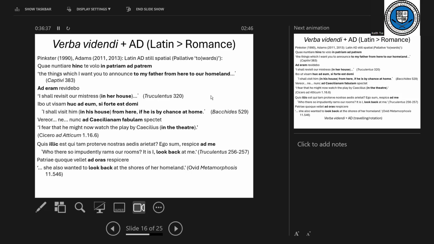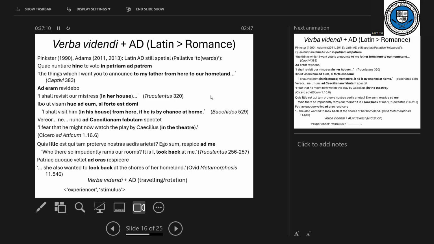And the same goes for the Metamorphoses example, because this is the famous myth where Ariadne, after being snatched by Theseus, yearns for her homeland, and she looks back. She purposefully looks back at her homeland. So respice also implies rotation. So verbs of vision used with ad seem to regularly denote either traveling or rotation.